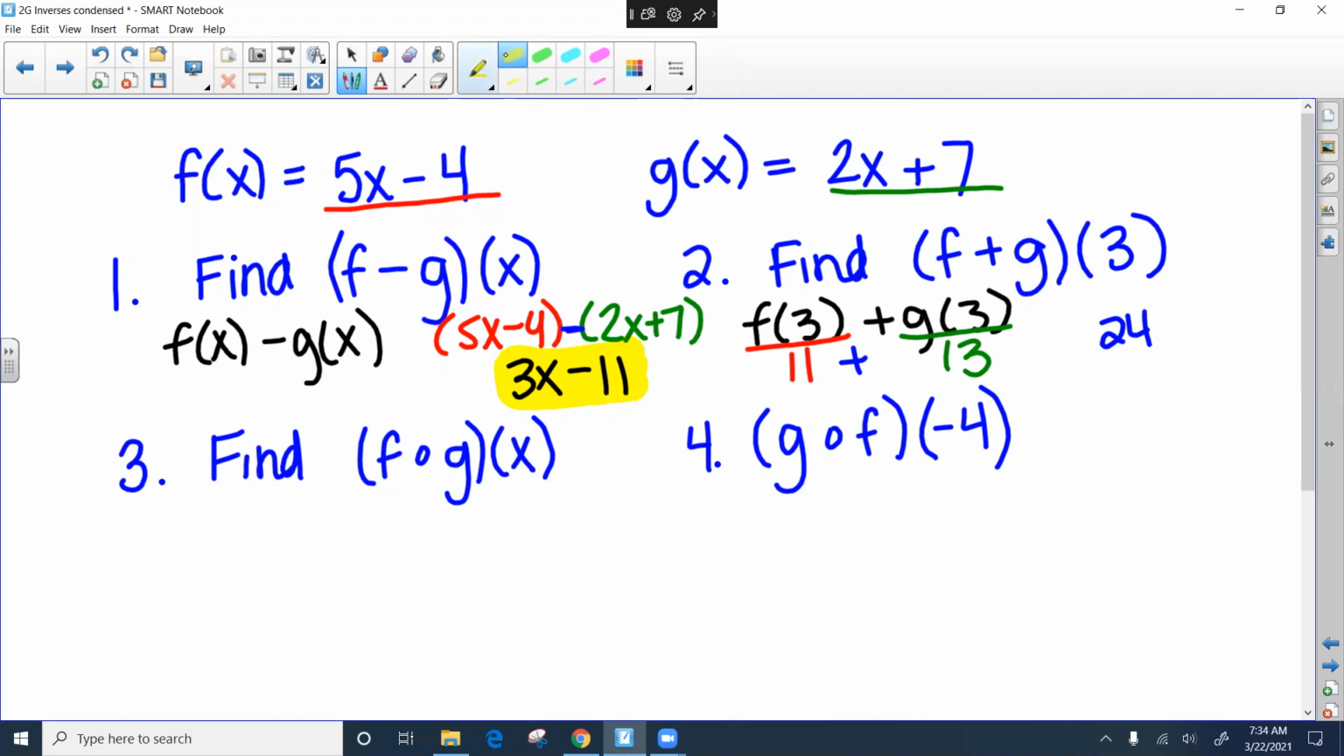So on this one, since our input was a number, our output should be a number. Where on number 1, our input, we were still working with x, so our output still had x's.